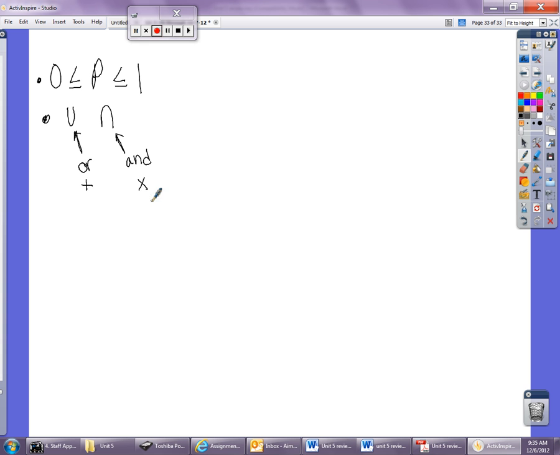For and events, they must be independent. If the events are not independent, then you cannot use the multiplication rule. For or, if they are not mutually exclusive, or if you have an overlap here, you have to add and then subtract out the things that are the same from the overlap.